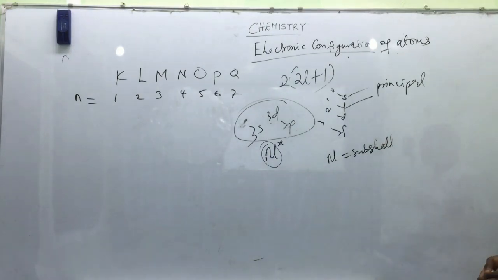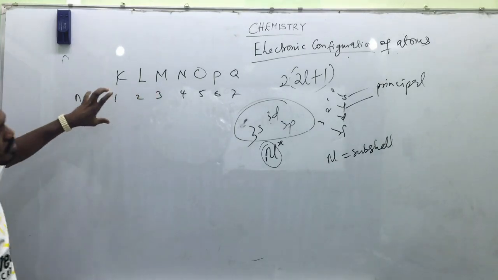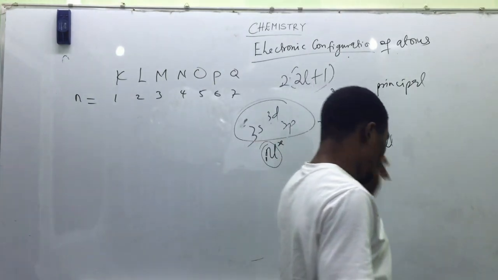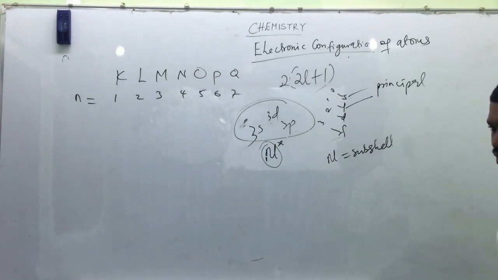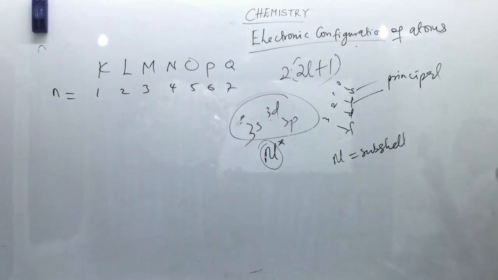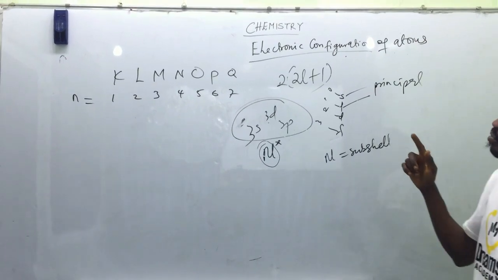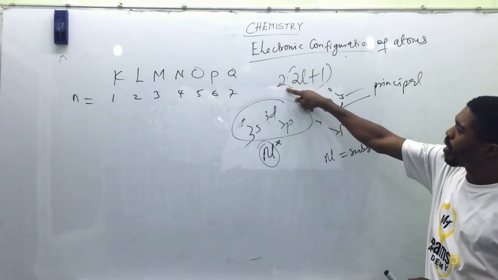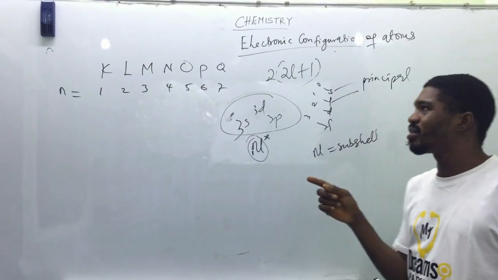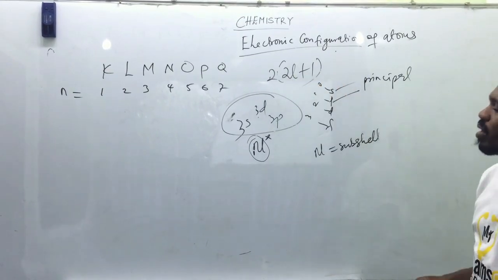Now, like I told you before, the first rule governing electronic configuration is that every orbital accommodates a maximum of 2 electrons. Another rule is that every subshell accommodates a maximum number of electrons equal to 2(2l + 1). So the maximum number of electrons a subshell can accommodate is 2(2l + 1), where l is the azimuthal quantum number of that subshell.